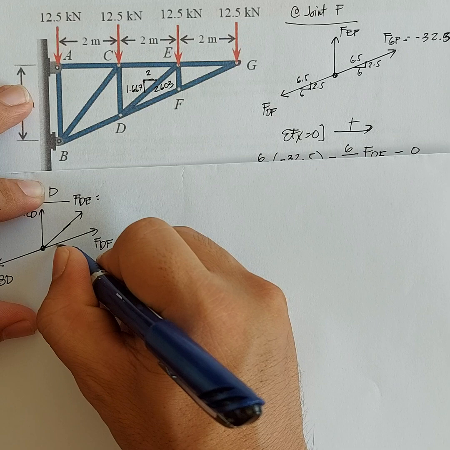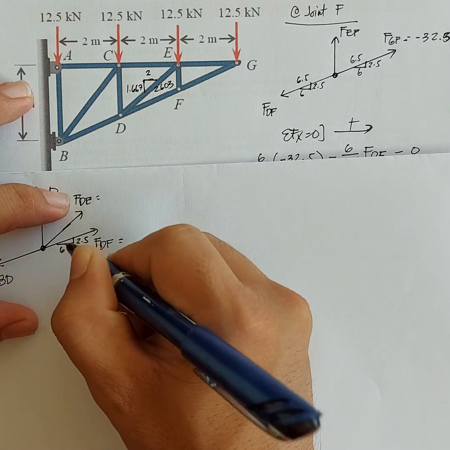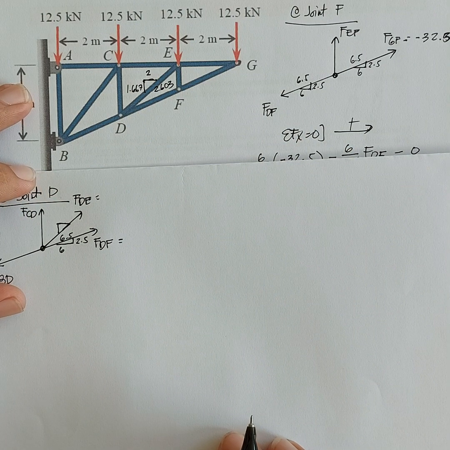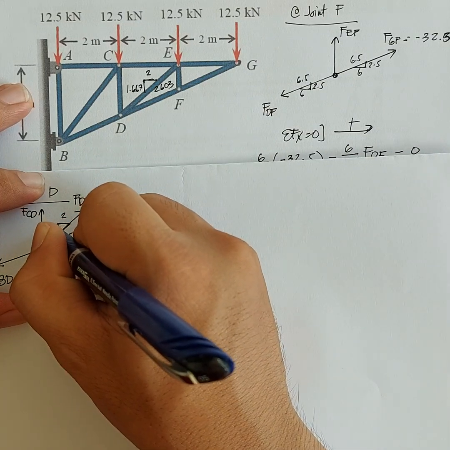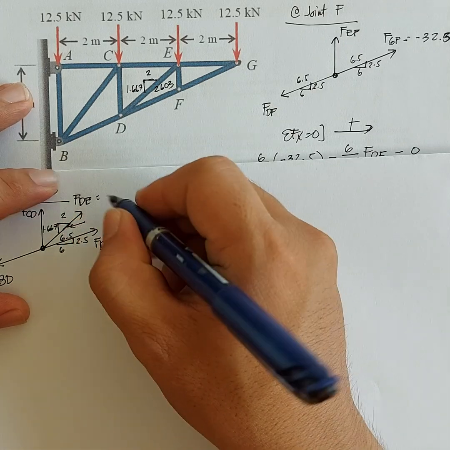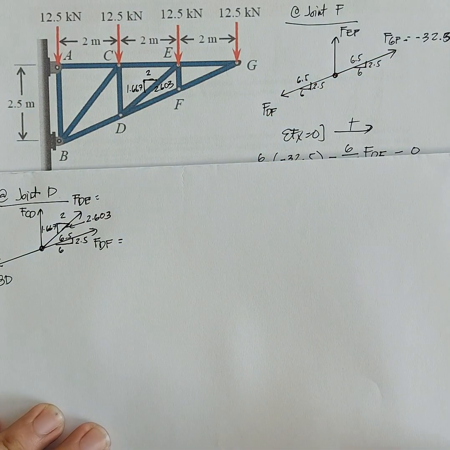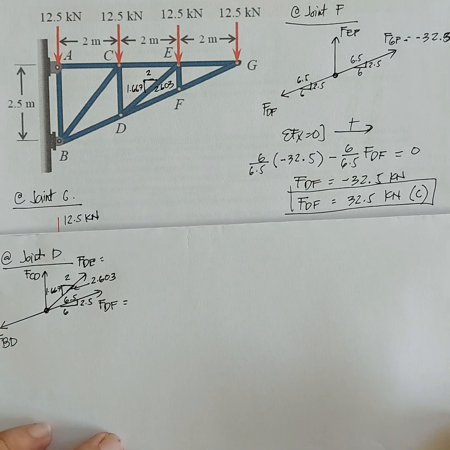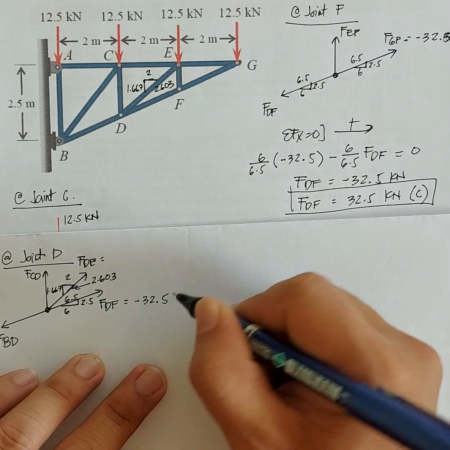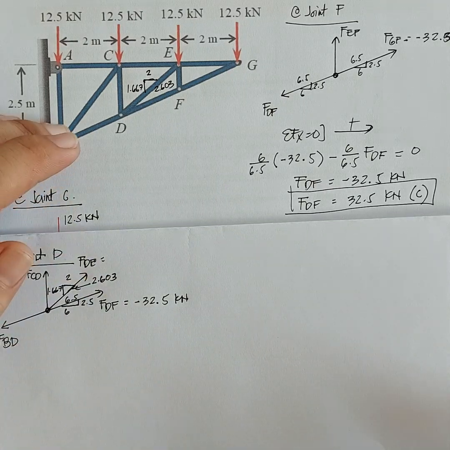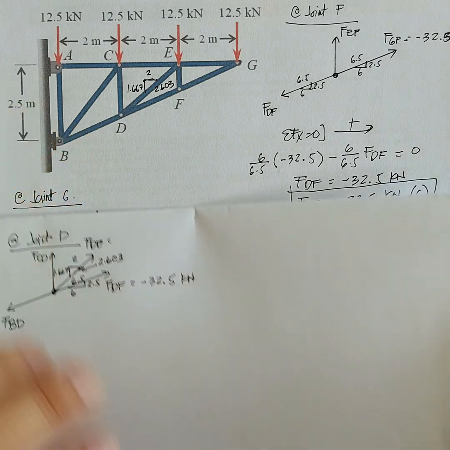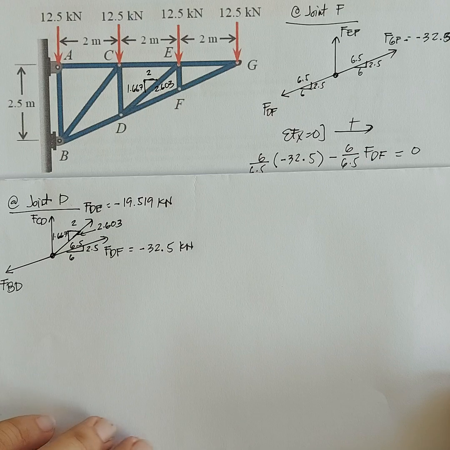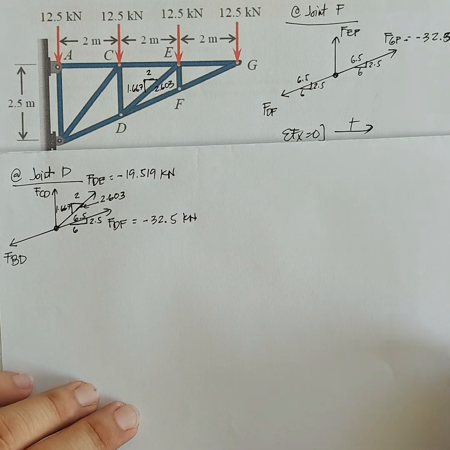So, FDF, 6, 2.5, 6.5. Ito naman sa DE natin, slope niya ay, we have 2, 1.667. And ito ay 2.603. Hindi yun lang, medyo maliit yung ginawa kong drawing, but I hope malinaw. Ayan. So FDF kanina ay negative 32.5 kilonewtons. And FDE, yung FDE natin, negative 19.519. Ayan. Okay. Very good.